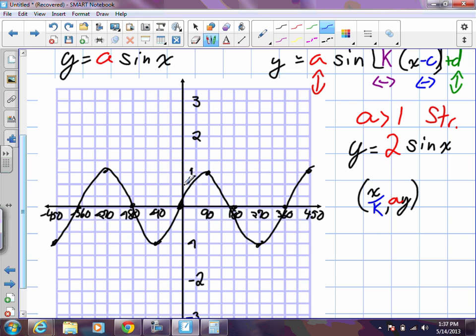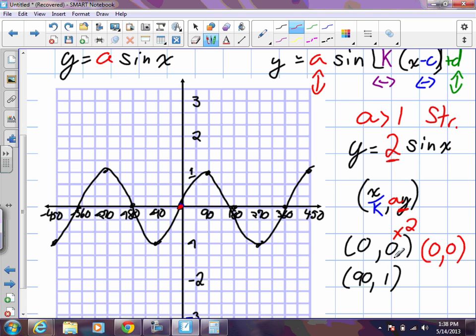So what do I mean by that? Well, here's a coordinate at 0 and 0, and our a value here is 2. We're going to multiply the y of this coordinate by a. So in this case, 0 times 2, what's our new coordinate? Still 0, 0. So this point is the same. We have another coordinate at 90 and 1. We're going to multiply the y value by 2. What's our new coordinate? 90 and 2. So we go over to 90 and we plot 2.